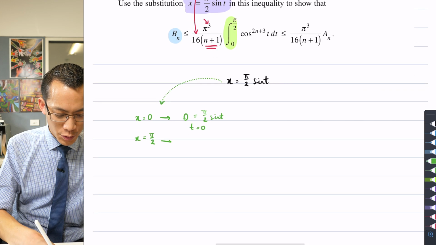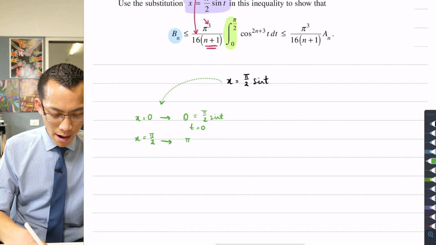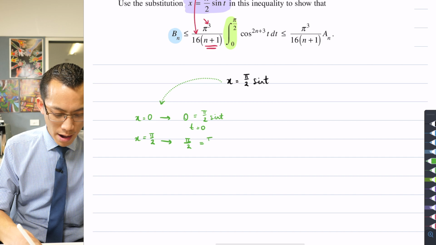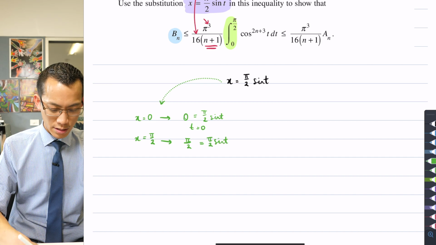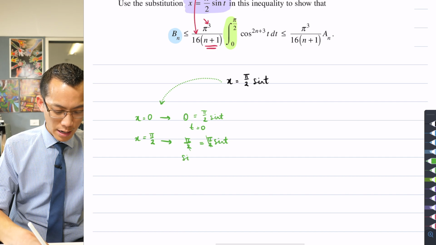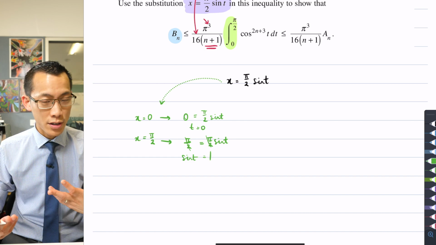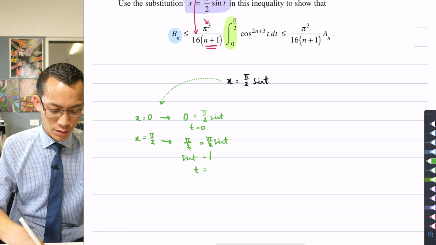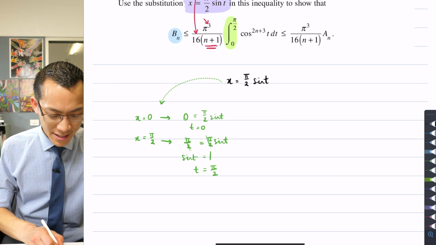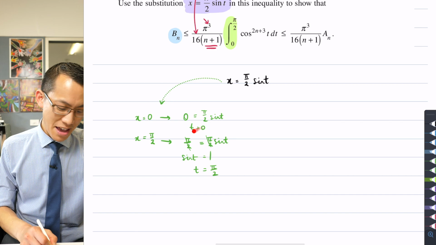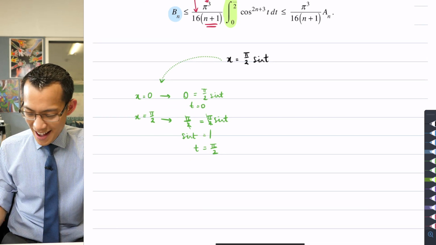Kind of cute, funny thing happens when you substitute in x equals pi on 2, because then what you've got is pi on 2 equals pi on 2 sine t. So you're like, oh, okay, I guess I'll just divide through. That gives me sine t equals 1. So again, choosing the most appropriate value, the first one that's going to give us a satisfactory solution is pi on 2. So funnily enough, our x equals 0 becomes t equals 0, and our x equals pi on 2 becomes t equals pi on 2. So weird, all right? Let's keep on going.